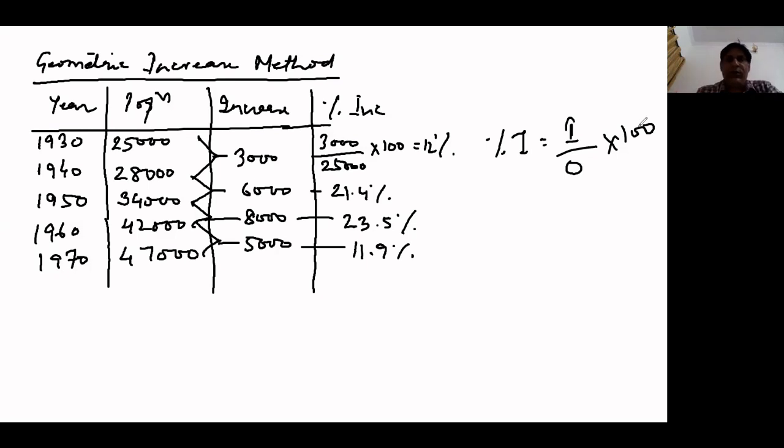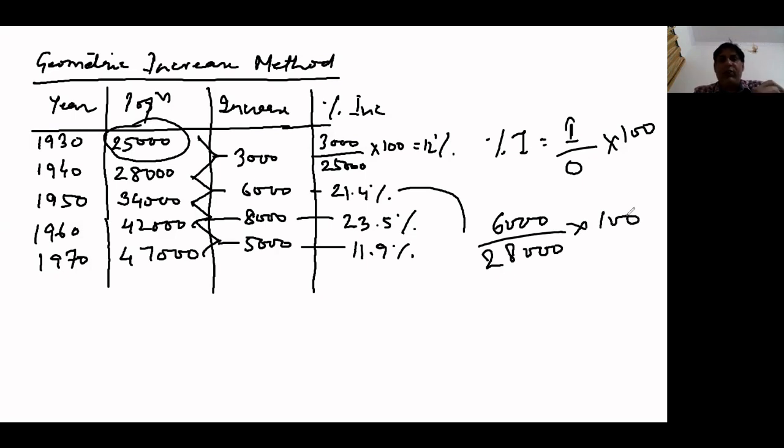So the percentage increase is 3,000 divided by 25,000, and the percentage is 12%. Now this is being calculated as: increase is 6,000. What is the original? 28,000 into 100. You will get this value, and so on.